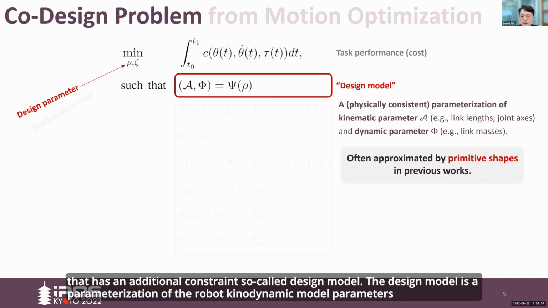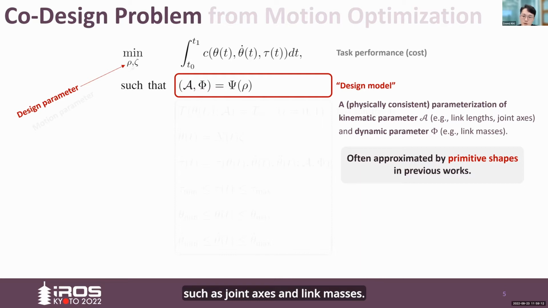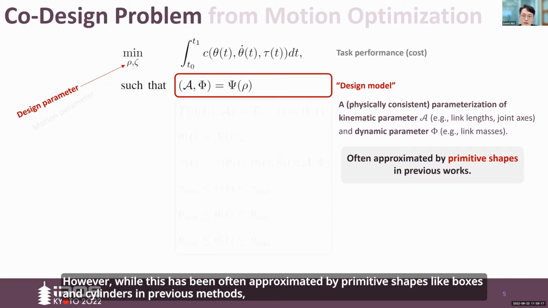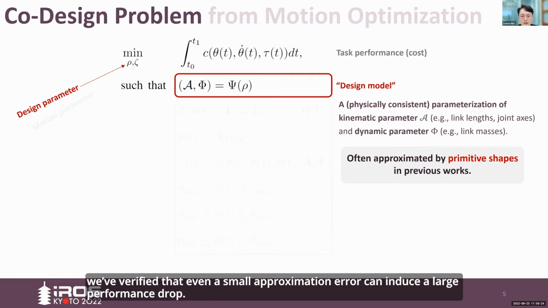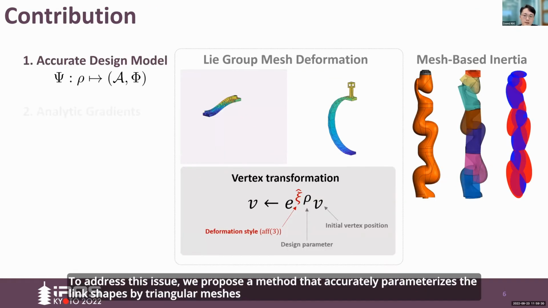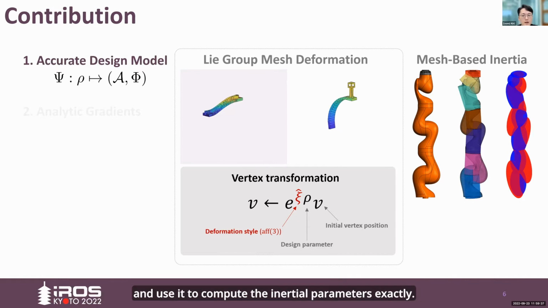The design model is a parameterization of the robot kinodynamic model parameters, such as joint axis and link masses. However, while this has been often approximated by primitive shapes like boxes and cylinders in previous methods, we've verified that even a small approximation error can induce a large performance drop. To address this issue, we propose a method that accurately parameterizes the link shapes by triangular meshes and use it to compute the inertia parameters exactly.